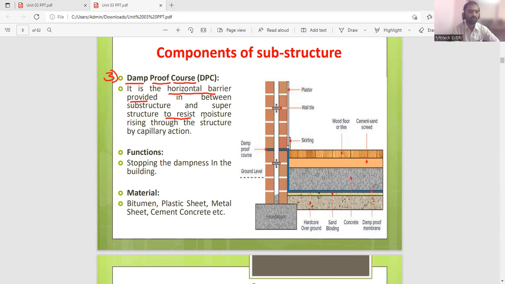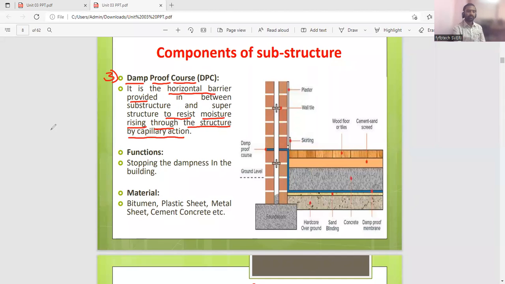To resist moisture rising through the structure by capillary action. Do you know capillary action? Capillary means, whenever a small pipe is inserted in water, the water will rise, no? That is nothing but capillary action.